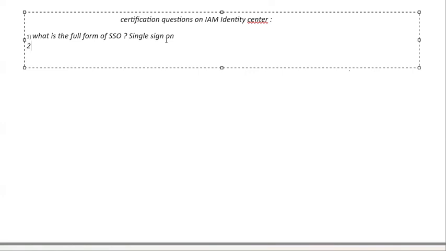So let's move on with another question. Can I sign in to multiple websites by using single sign on? The answer for this is yes. We can sign in to multiple websites by using single sign on.